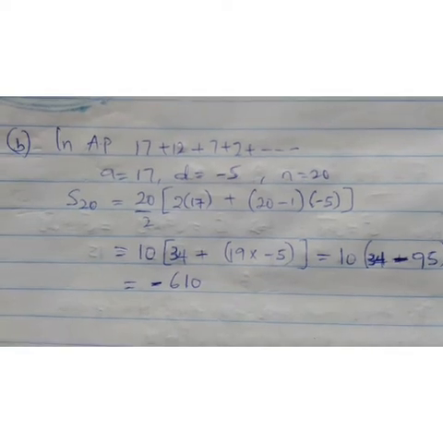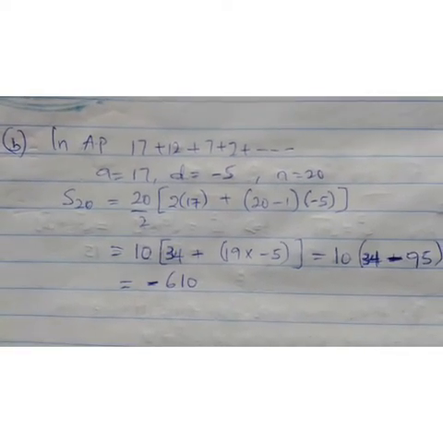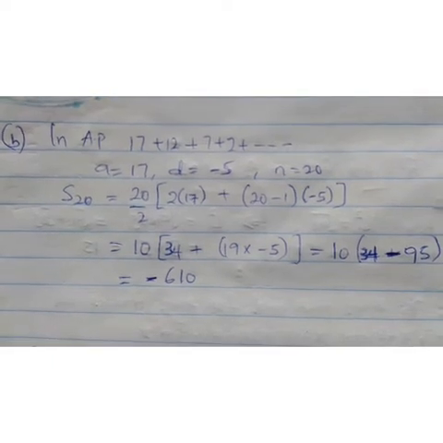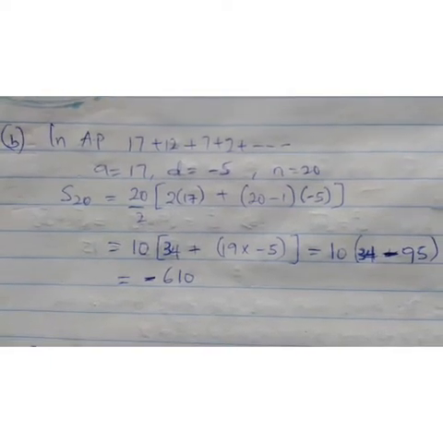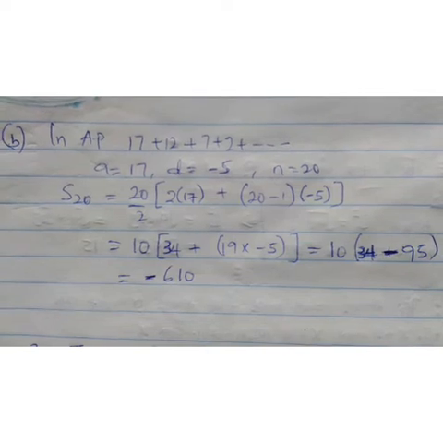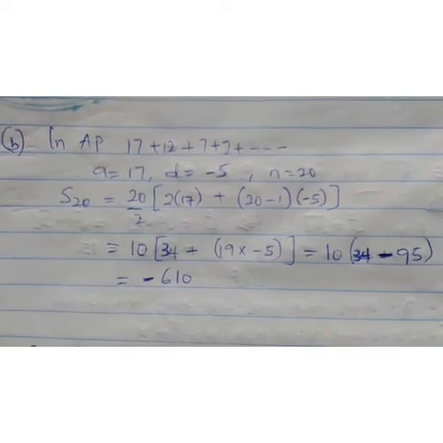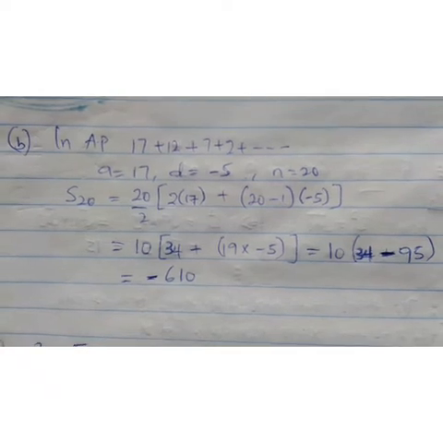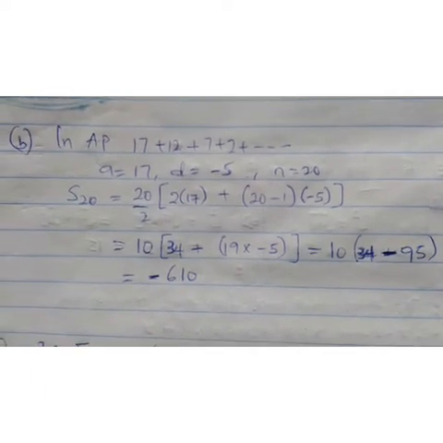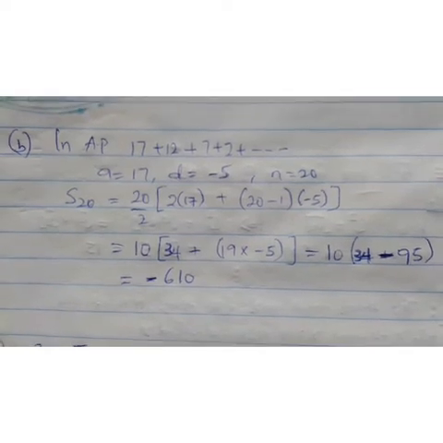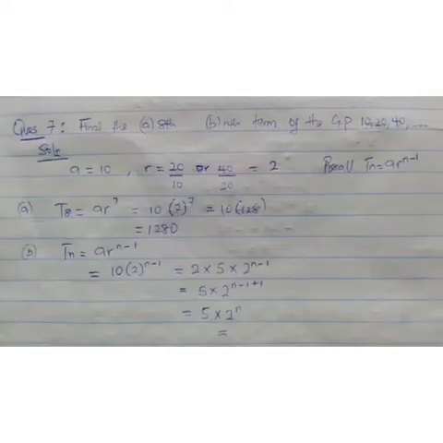B. In the AP 17 + 12 + 7 + and so on, a = 17, which is our first term. d = -5, which is 12 - 17. And n = 20. Therefore, S20 = 20/2 (2(17) + (20 - 1)(-5)), where -5 is our difference. On solving, we have our answer to be -610.